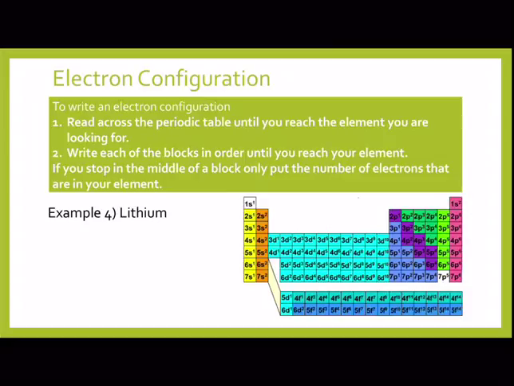So lithium, it's element number 3. So we have 1s2, 2s1. The little superscripts are the number of electrons in each orbital. So 1s2 for aluminum, it has 2 electrons in the first orbital. And 2s2, it has 2 electrons. In 2p, it has 6 electrons. And 3s2, and finally 3p1. There's only 1 electron in that last shell.